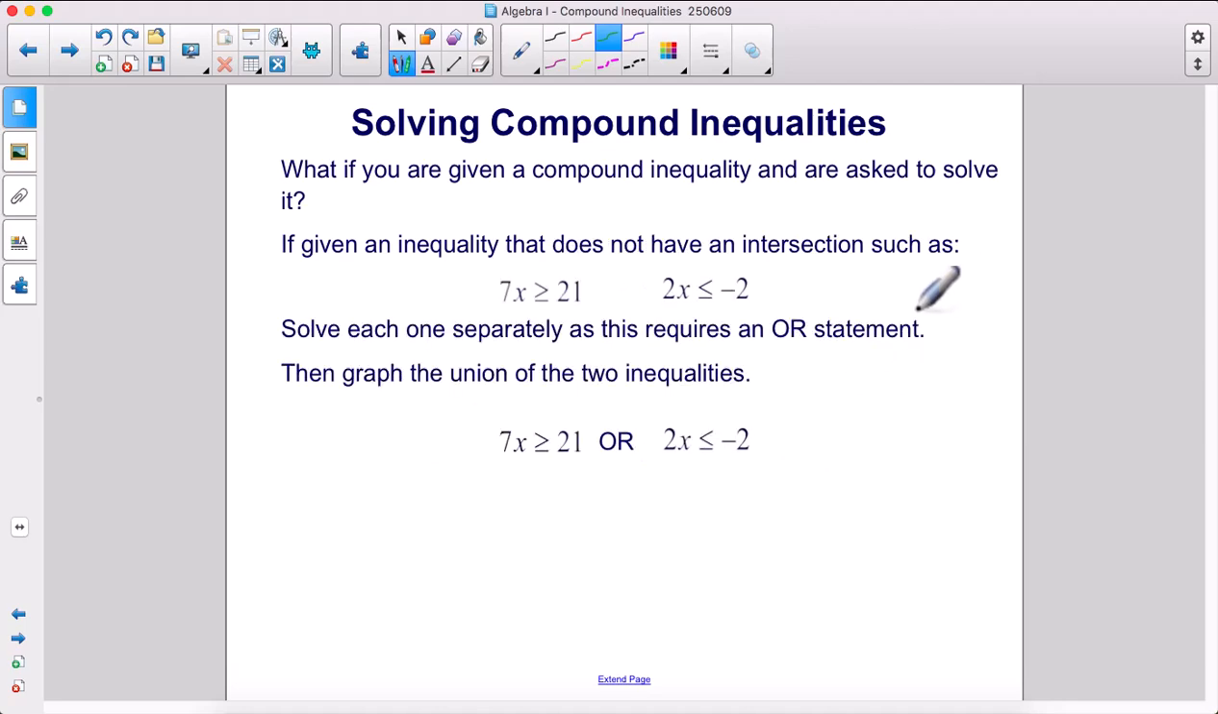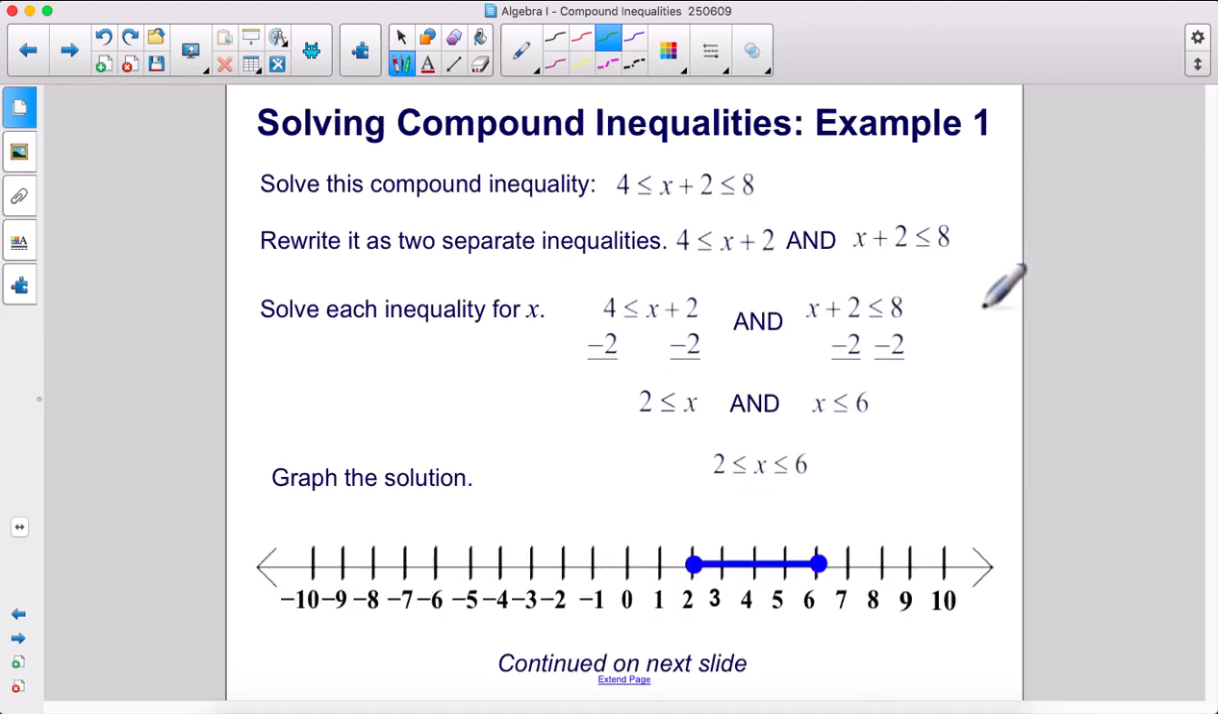If you're given an inequality that does not have an intersection, such as this, solve each one separately, as this requires an OR statement. Then graph the union of the two inequalities. Let's solve this compound inequality.